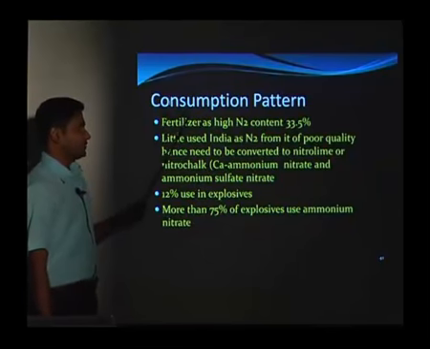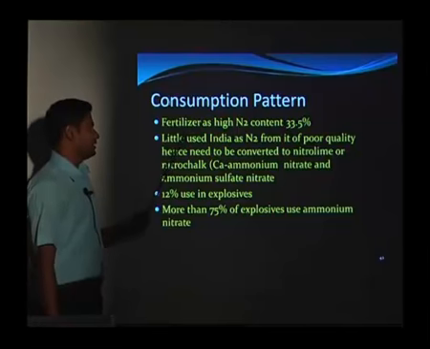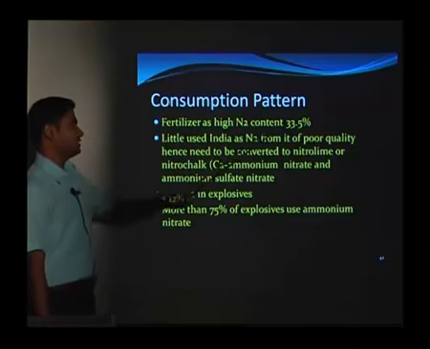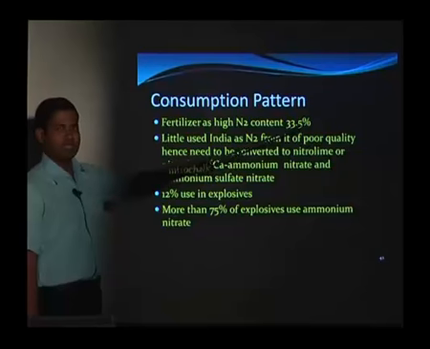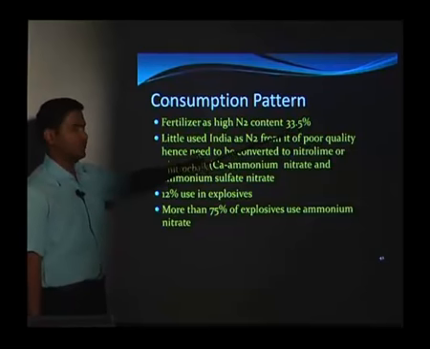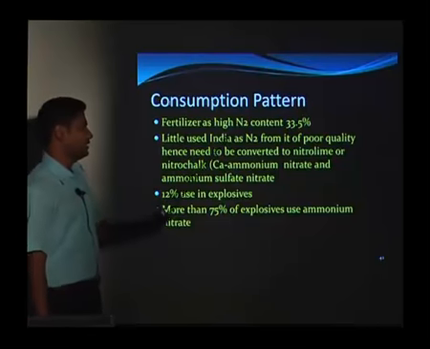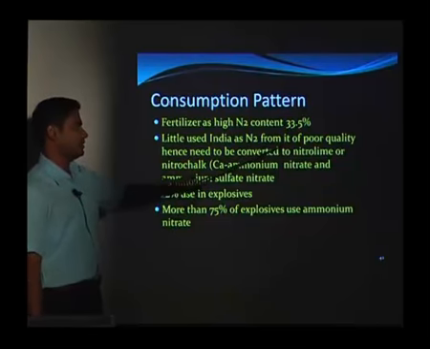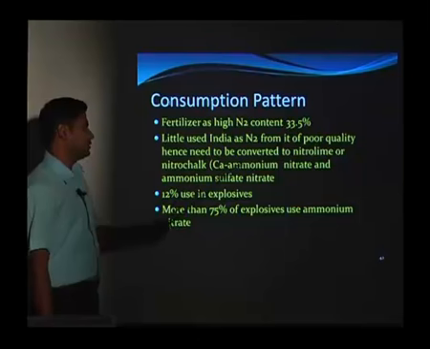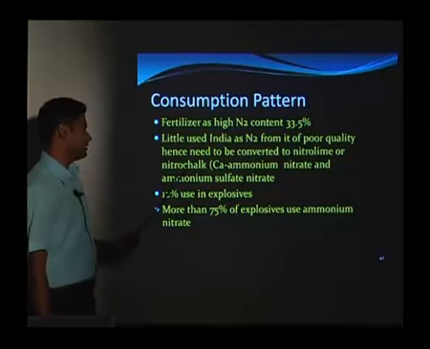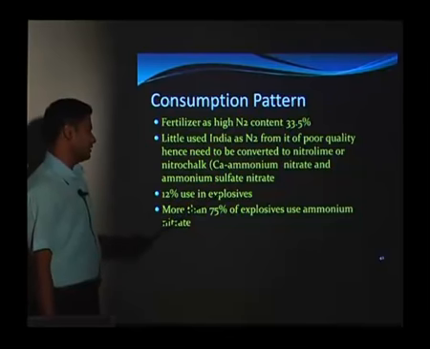If you see the consumption pattern of ammonium nitrate, it is used as fertilizer because it is high in nitrogen. It has 33.5% nitrogen present in it. Little is used in India as such, since the nitrogen form is of poor quality, and hence it needs to be converted to nitro lime or nitro chalk. So in India it is converted into nitro lime and nitro chalk, that is calcium ammonium nitrate and ammonium sulfate nitrates. Those are the nitro chalk types we have in India.